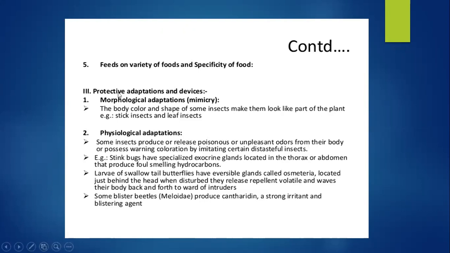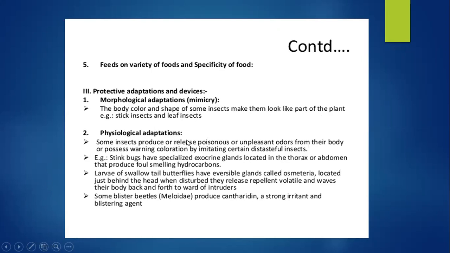So another important feature of the dominance of these insects is protective adaptations and devices. I've just told you about mimicry. That is, they mimic the environment by producing various kinds of sounds. Coming to the morphological adaptations, there is also mimicry. As I told you, the leaf insects and stick insects show body shape and body color that look like a part of a plant. This comes under the morphological adaptations, in the form of mimicry, which I have already told you in the previous slide. Okay, physiological adaptations.